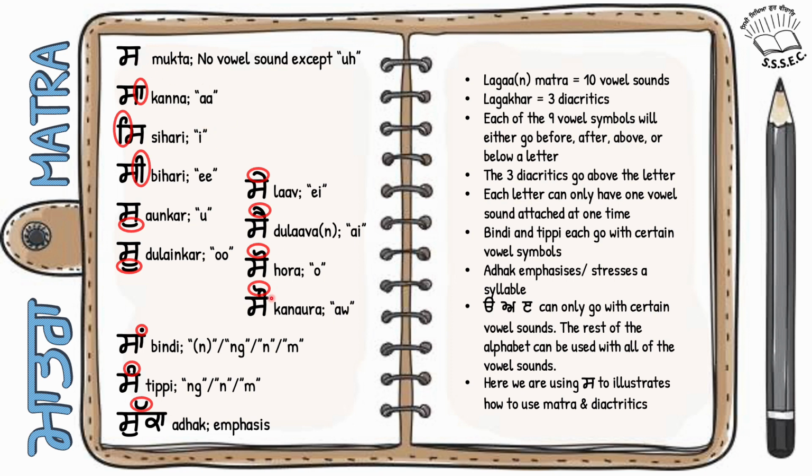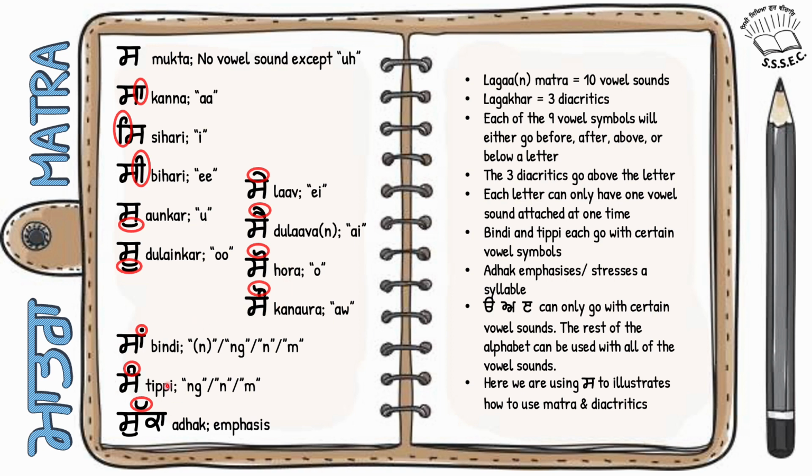So if we just go through this using sasa here, sasa mukta sa, sasa kanna sa, sasa sihari se, sasa bihari si, sasa onkar su, sasa dulankar su, sasa lav se, sasa dulava sa, sasa hora so, sasa kanora so.